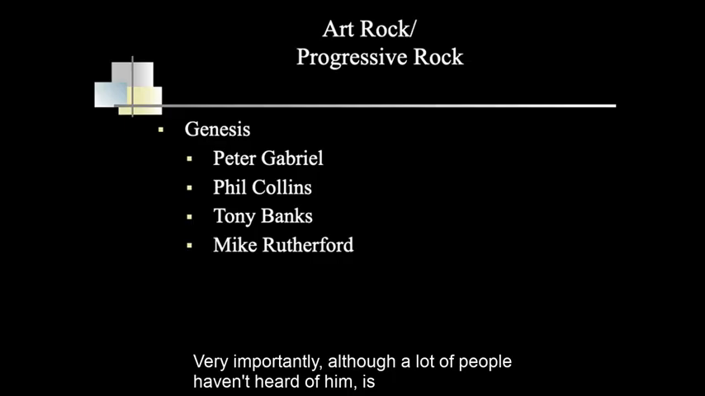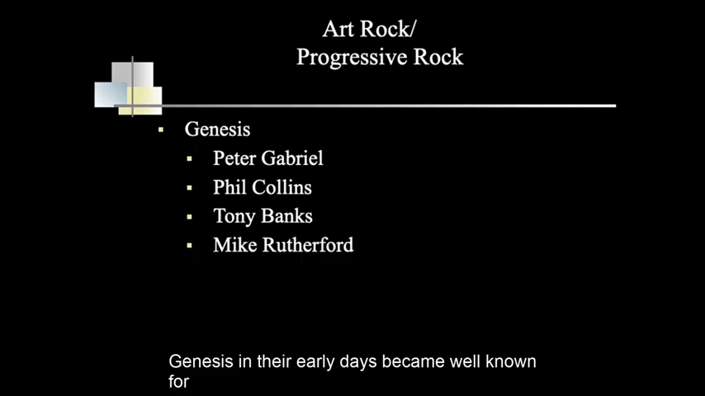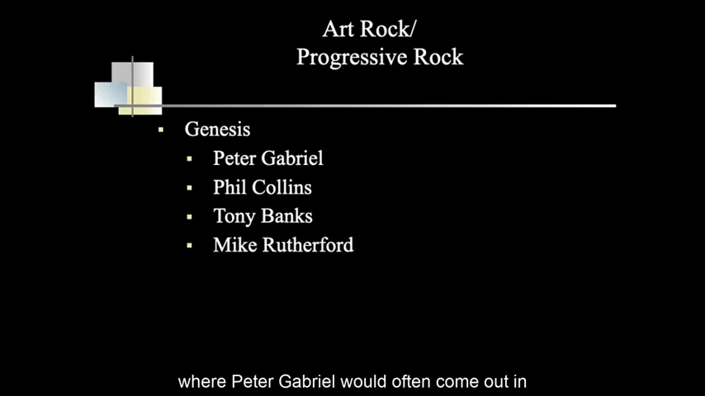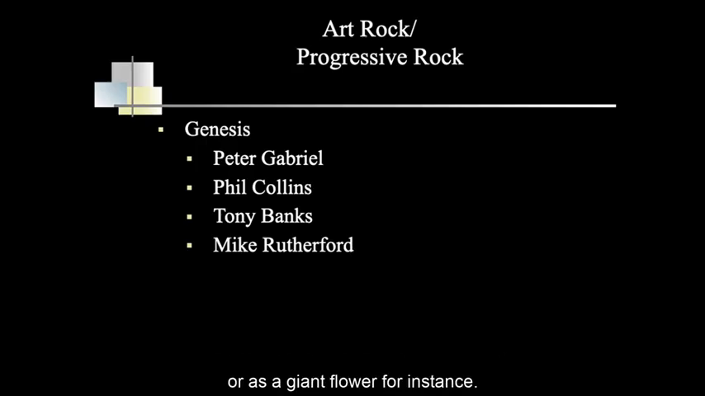Very importantly, but a lot of people haven't heard of him, is Tony Banks. He was the keyboard player. And Mike Rutherford, the guitarist, who went on to be the frontman for Mike and the Mechanics. Genesis, in their early days, became well known for having elaborate, bizarre, psychedelic stage shows, where Peter Gabriel would often come out in strange costumes, dressed up, in alternate personalities, or as a giant flower, for instance.